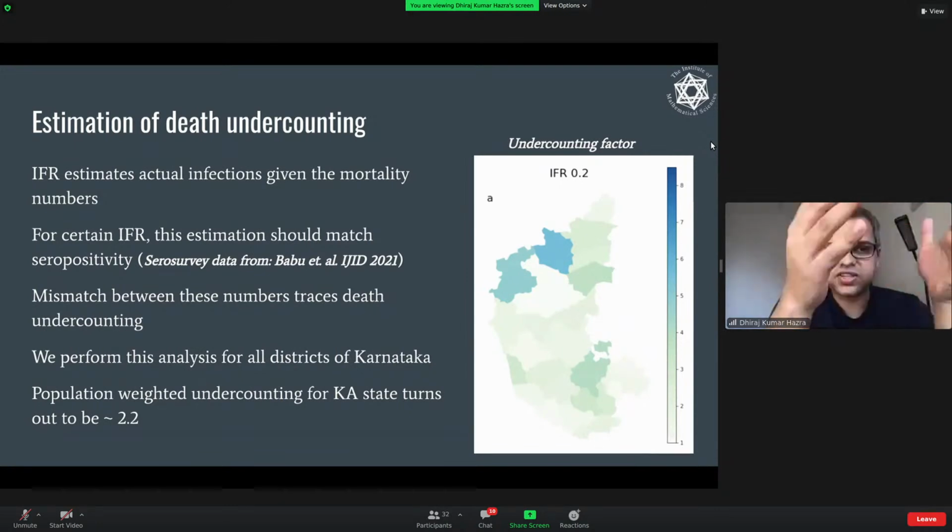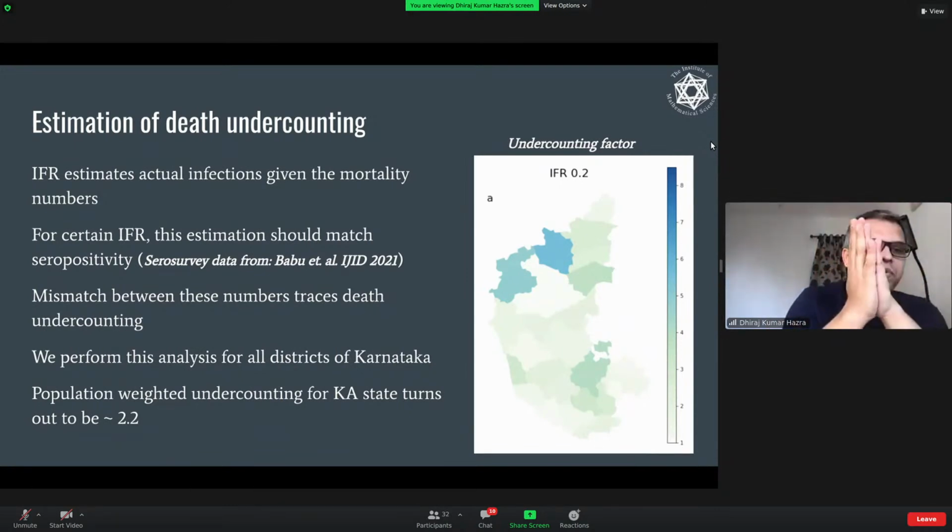What we can say next, which the data cannot say by itself: we can estimate the death undercounting. For example, for a given IFR, the infection fatality ratio, the actual infections can be estimated given the mortality numbers. And for certain IFRs, this estimation should match the seropositivity. We have used the seropositivity data from this paper.